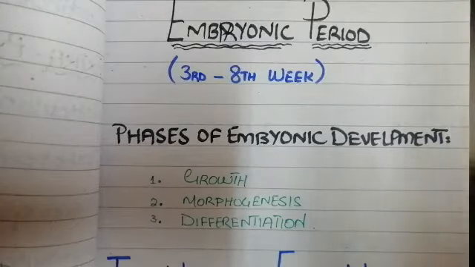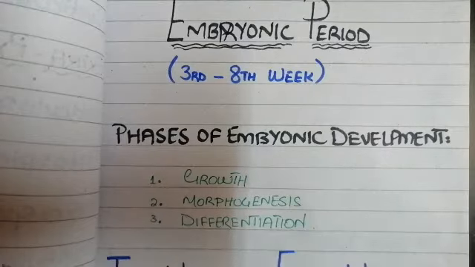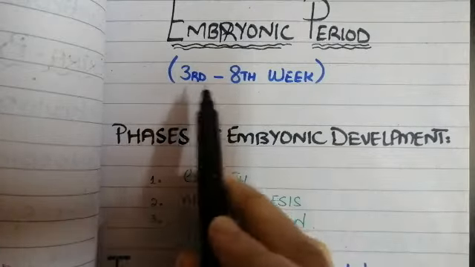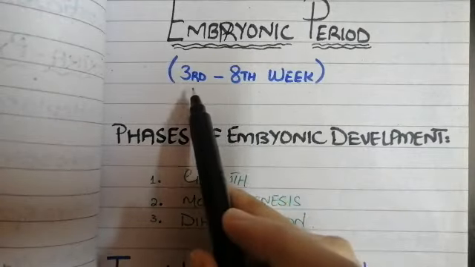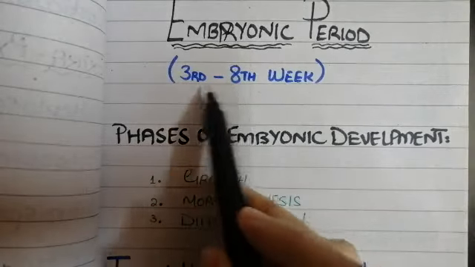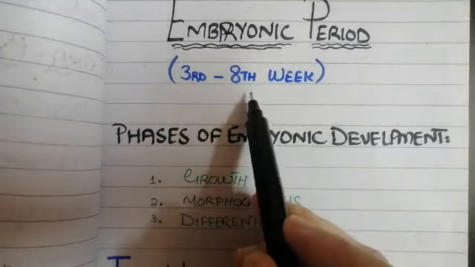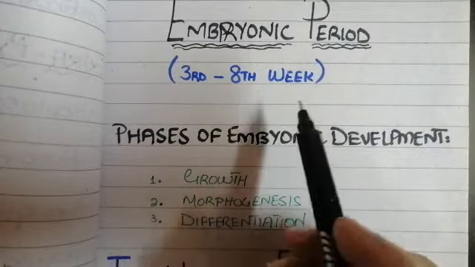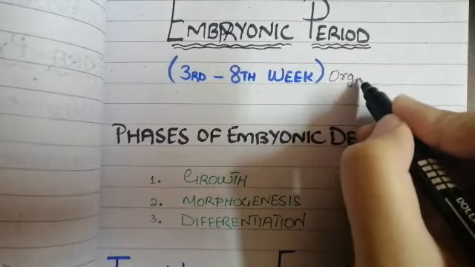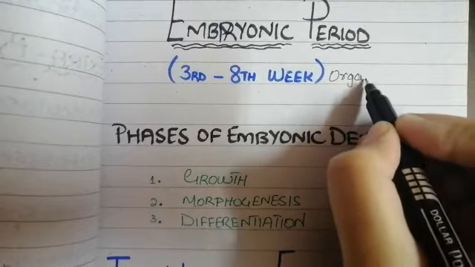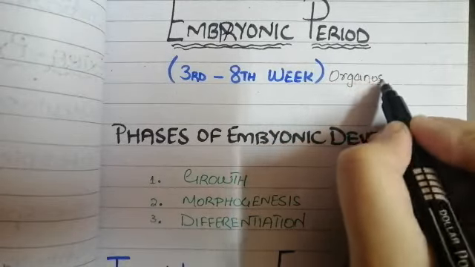So today we are going to discuss our topic from the embryo, that is the embryonic period. The embryonic period is generally called the period between the 3rd week towards the 8th week of embryonic development. In this period, this embryonic period is very important, and it is also called organogenesis, because organogenesis takes place in this embryonic period.